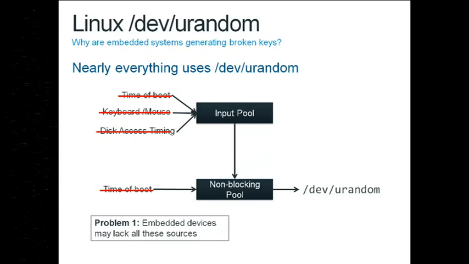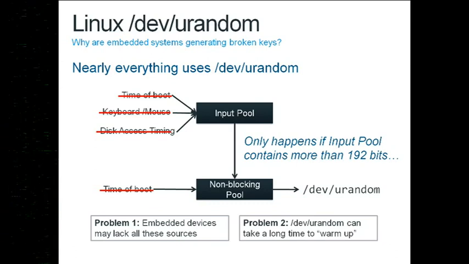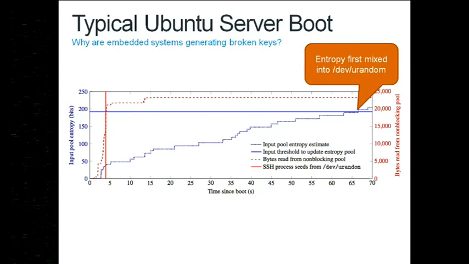And there's another problem, which is that because of another security vulnerability that might happen if they didn't do this, data only gets copied from that input pool into the non-blocking pool after you've accumulated a certain amount of data, 192 bits in the kernels we looked at. That means dev-urandom can take a long time to warm up, and before it gets this much data, it may be entirely predictable. And this creates a period of time between when the system first boots and when it's warmed up, when it's a potential window of vulnerability.